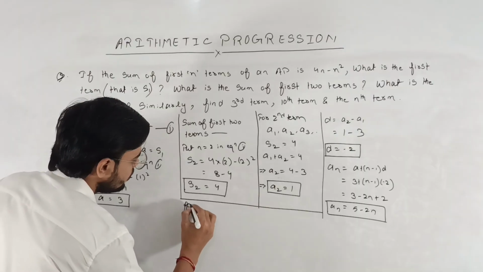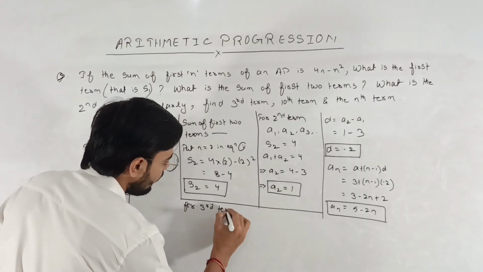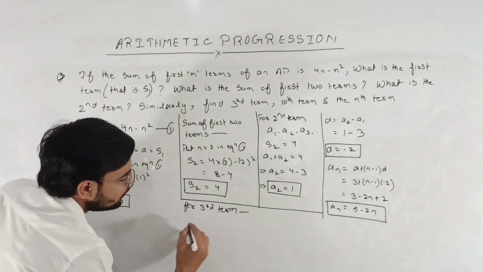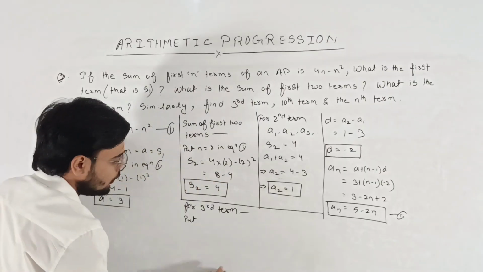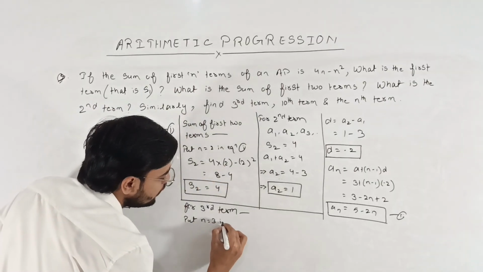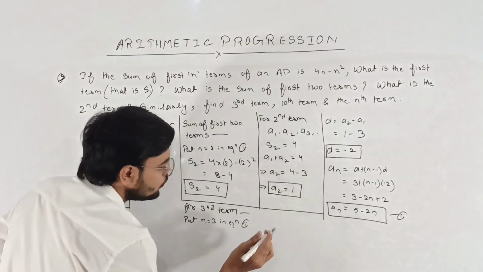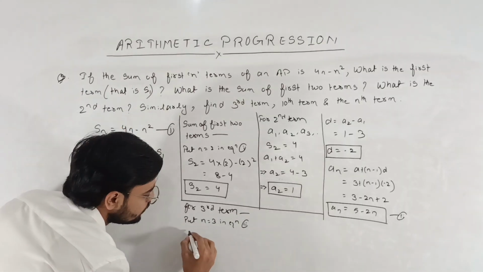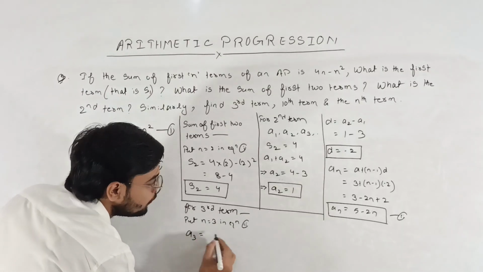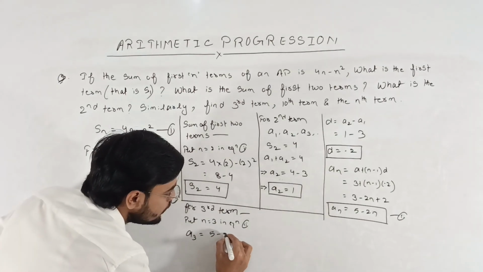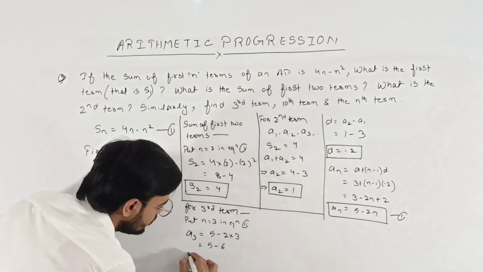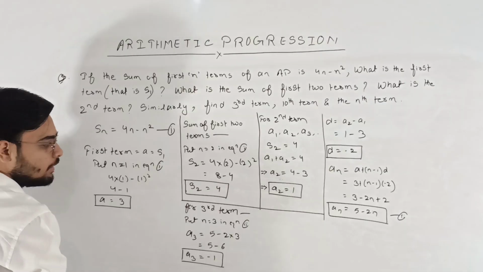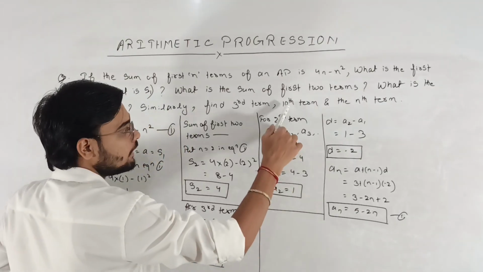Now for the third term, let's assume this is equation number 2. Put n equals 3 in equation 2. So a3 is what? I have to put 3 in place of n. So 5 minus 2 into 3, which is 5 minus 6. So from here a3 is minus 1.